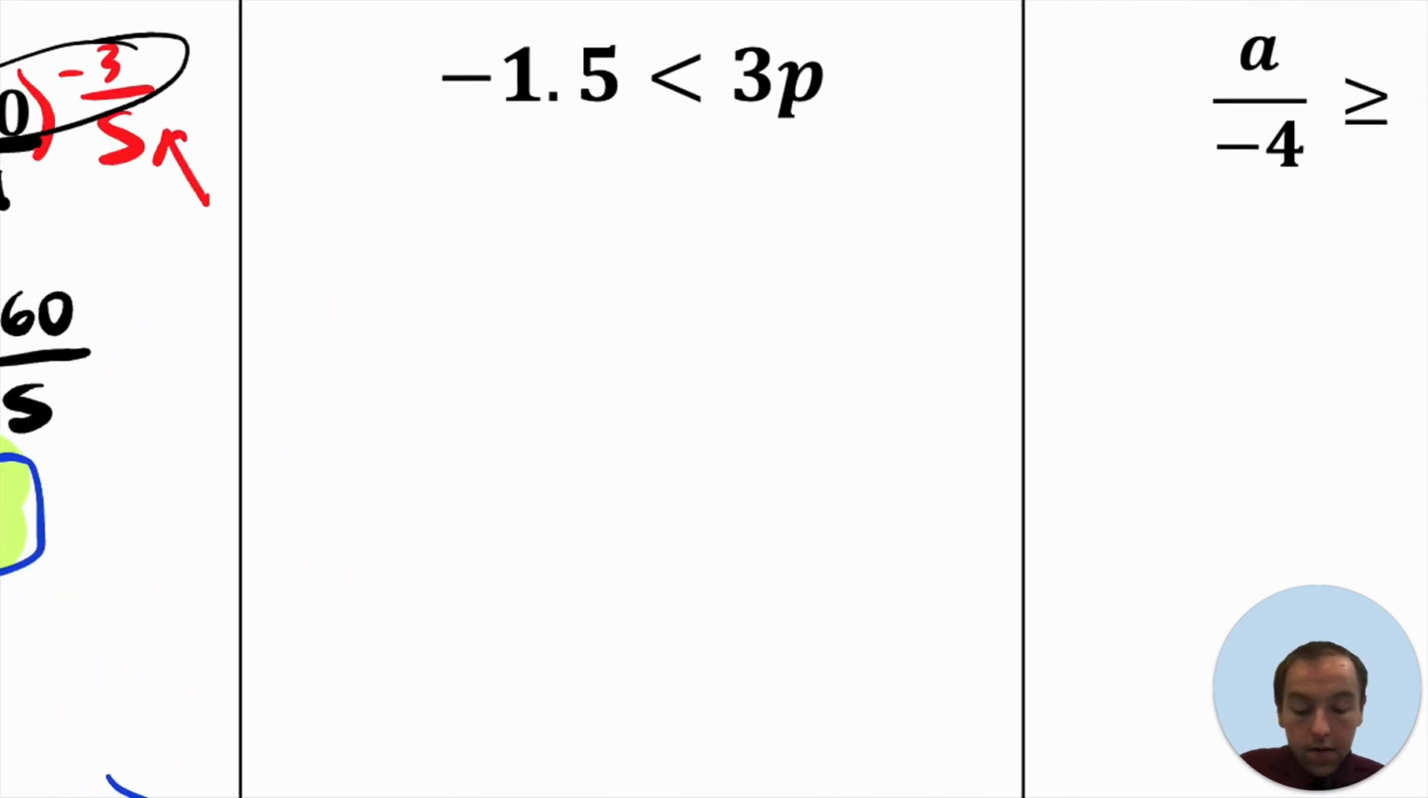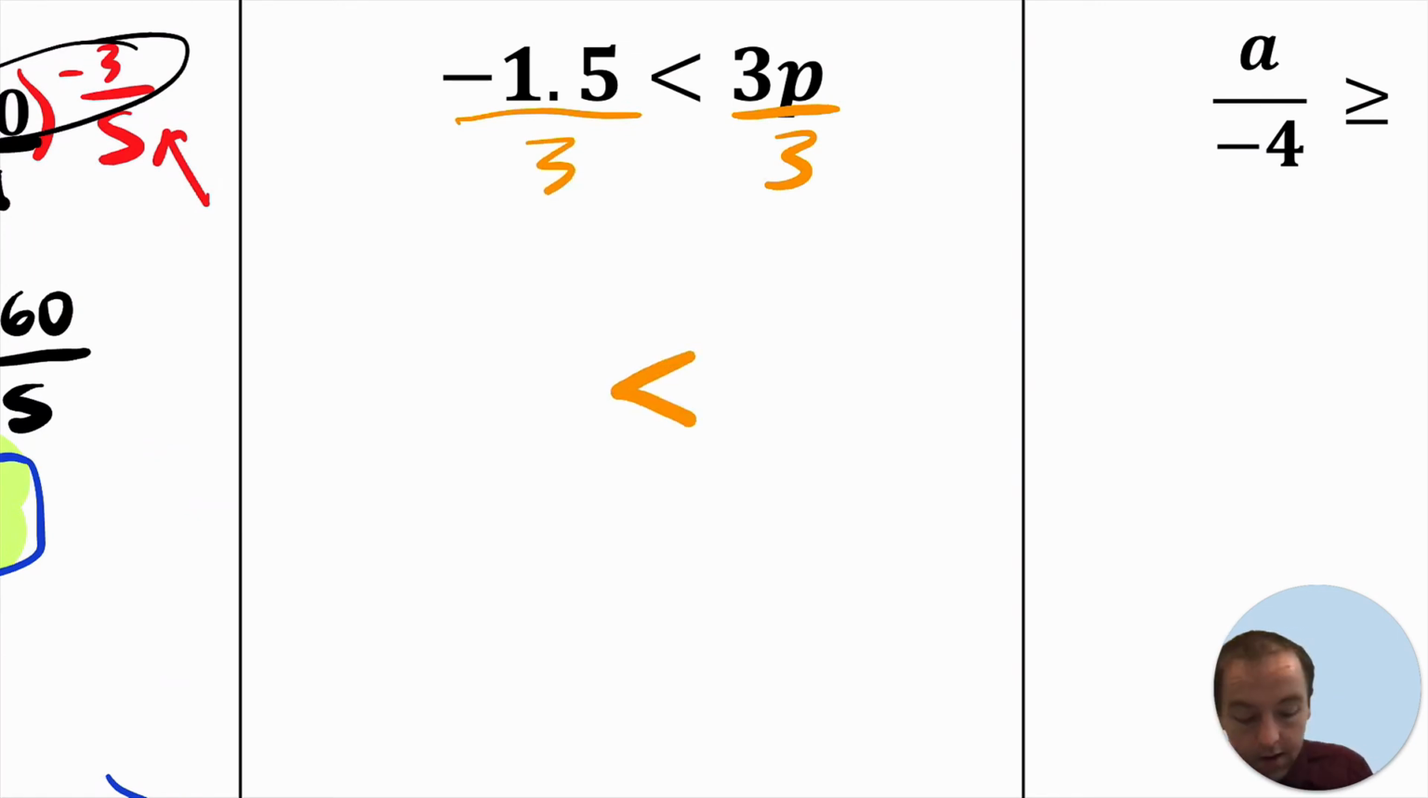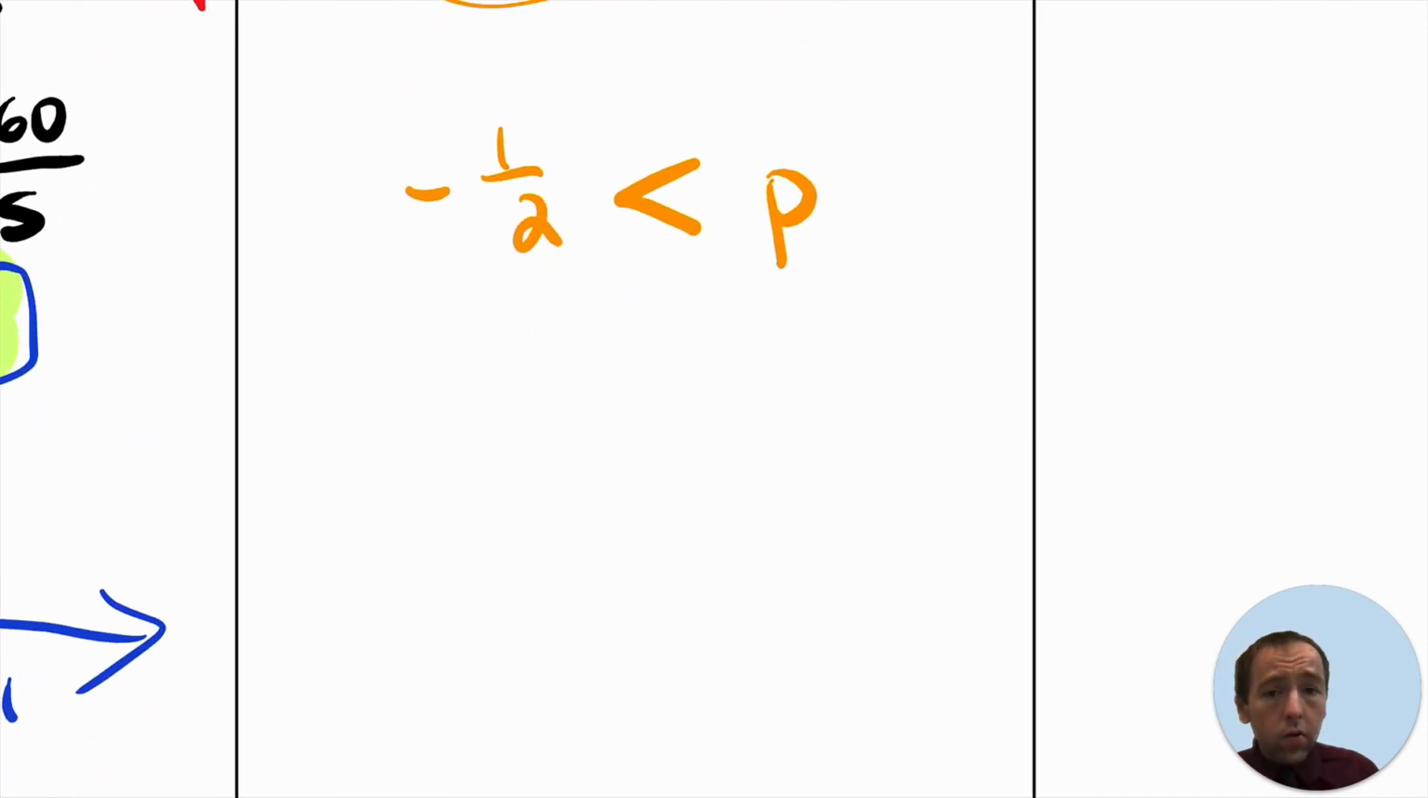All right, in the next one, in order to isolate this variable p, you're going to have to get rid of the 3, which you could do by dividing by 3, or you could multiply both sides by 1/3. Either way is fine. So you just need to divide by a positive 3. When you divide by a positive, you don't have to flip the direction of the inequality symbol, so it will still remain a less than, and if you divide that, it's actually just negative half. If you want to leave it like that, that's totally fine.